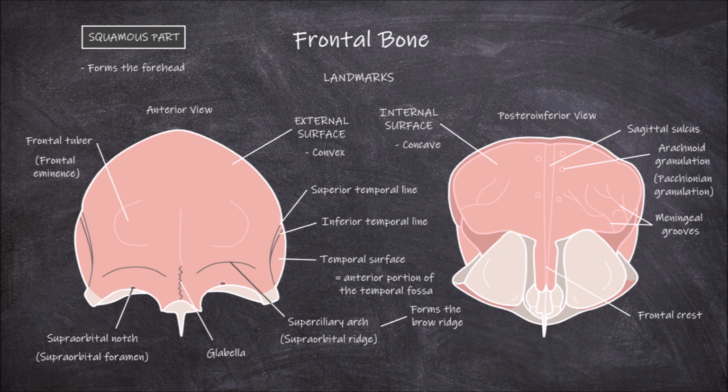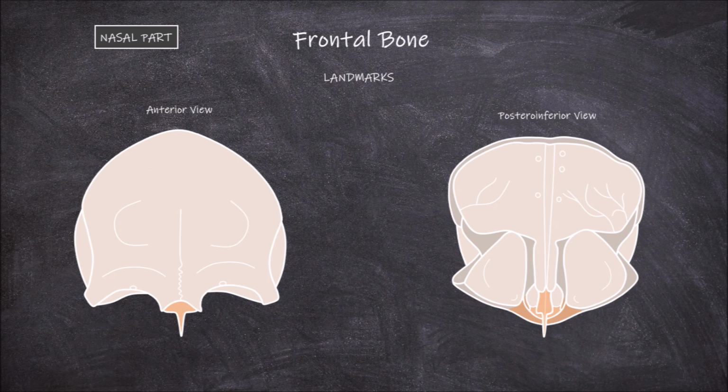The second part of this bone is the nasal part. The nasal part of this bone is the area between the supraorbital margins that project inferiorly. The nasal part has a serrated articular surface known as the nasal notch. The inferior region of the nasal notch is for articulation with the nasal bones. The lateral regions of the nasal notch are for articulation with the maxillary bone and the lacrimal bone.